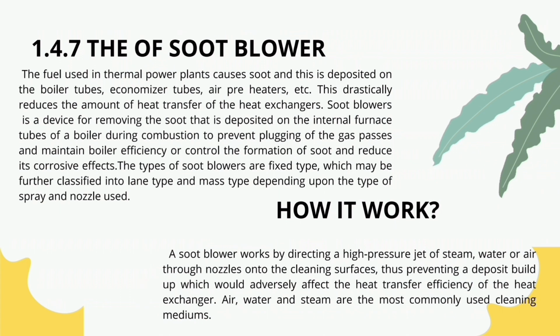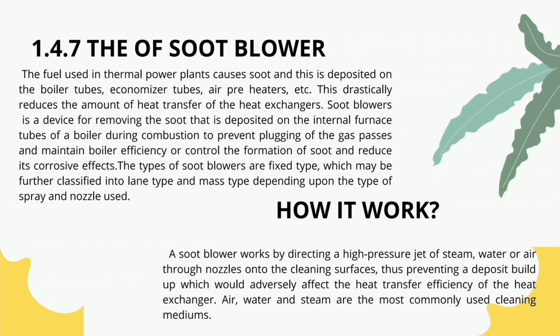This directly reduces the amount of heat transfer of the heat exchanger, and the soot blower is a device for a steam power plant to remove the soot that is deposited on the internal furnace tubes of a boiler during combustion, to prevent plugging of the gas passes, maintain boiler efficiency, and control the formation of soot and reduce its corrosive effects. The types of soot blower are fixed type, which may be further classified into lane type and mesh type depending on the type of spray and nozzle used.